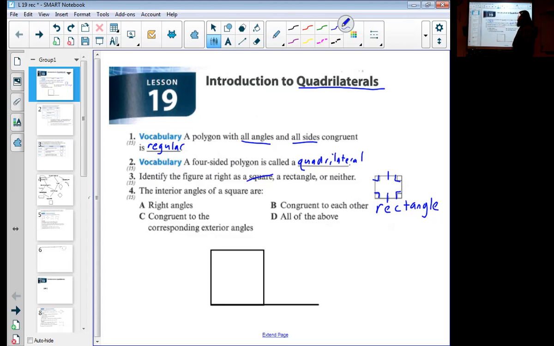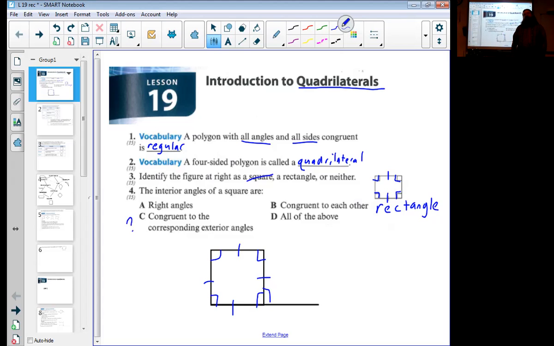So C says congruent to the corresponding exterior angles. So let's mark this up because we know it is a square. We know that all of the angles are the same. They are all right angles. So now if we have a corresponding exterior angle, this exterior angle here, well, we know that it is a linear pair because two angles come together to make a line. So for this, we know that this angle is a right angle because the supplementary angle to a right angle is a right angle. So we know that it is congruent to the corresponding exterior angle. So C might be our answer.